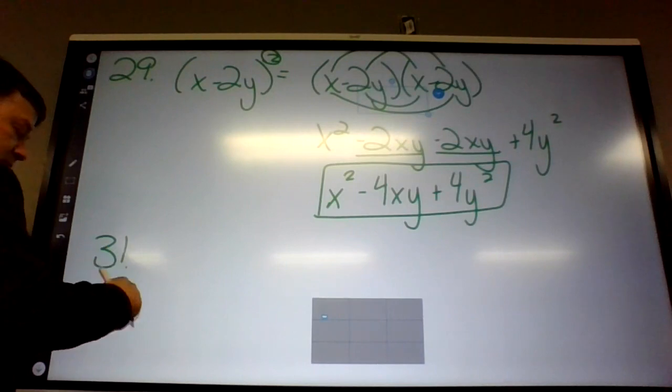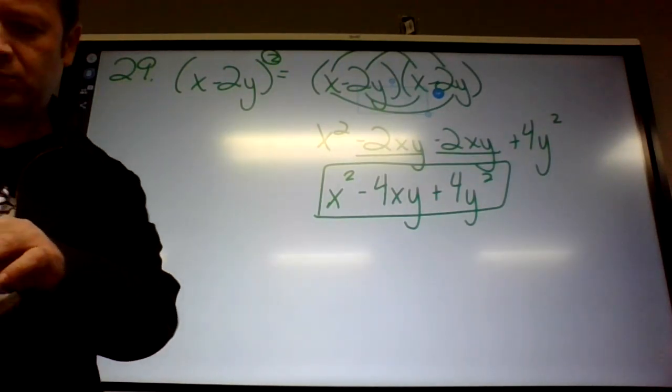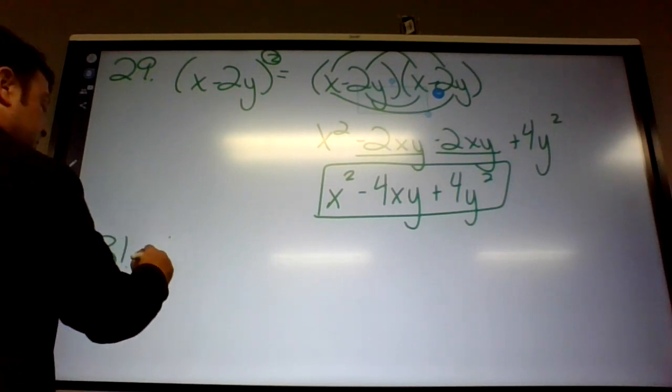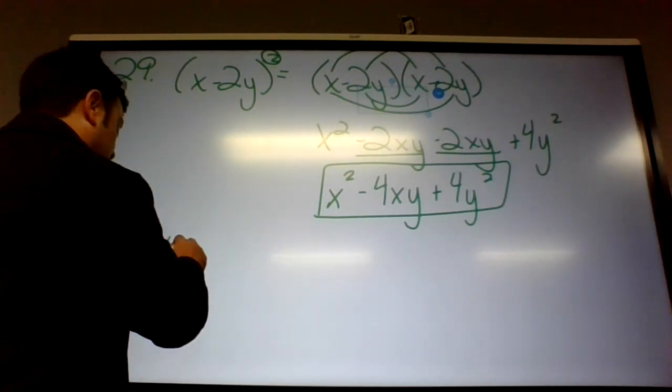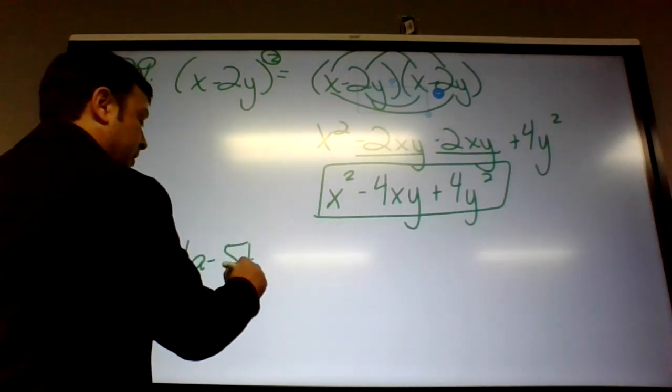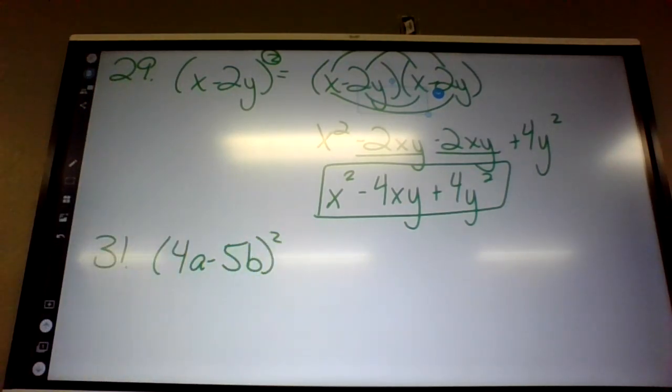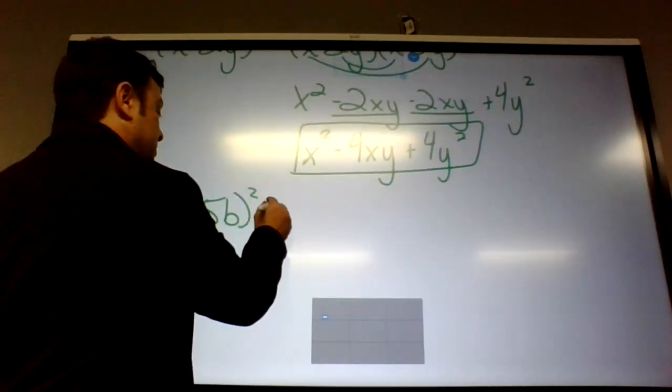31. Four A minus 5B. Okay, AJ. Oh, by the way, if you just came in, make sure you turned in the worksheet. Trying to remember who has it yet, but yeah, the worksheet is due today.